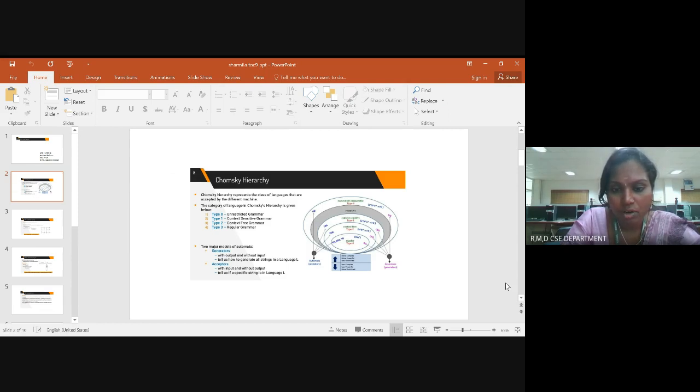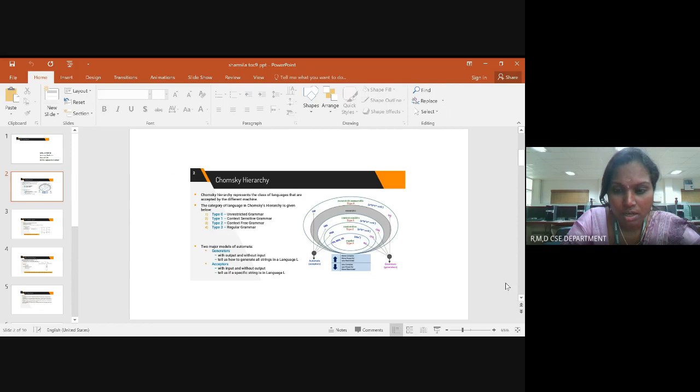For example, there are four types in the Chomsky hierarchy: type 0, type 1, type 2, type 3. Type 0 is called unrestricted grammar, type 1 is called context sensitive grammar, type 2 is called context free grammar, and type 3 is regular grammar. Type 0 belongs to the recursive enumerable. Type 1 is context sensitive, type 2 is context free grammar, type 3 is regular grammar.